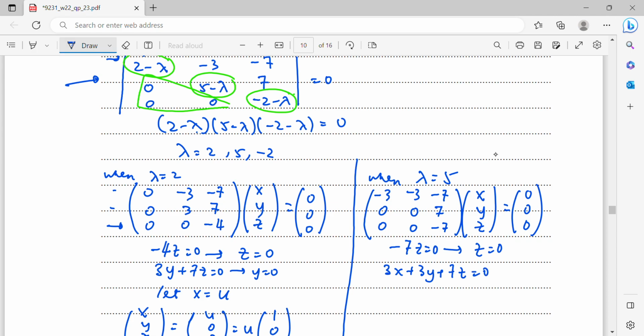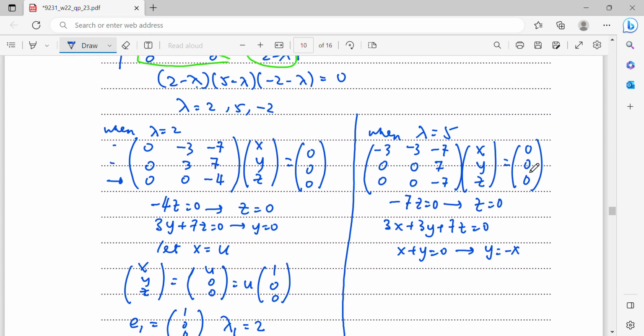Okay, so now replace the z by 0. I will get x plus y equals 0. Therefore, my y is minus x. So now my y depends on x. I will let my x be any other unknown. Let it be t. Therefore, my y will be minus t.